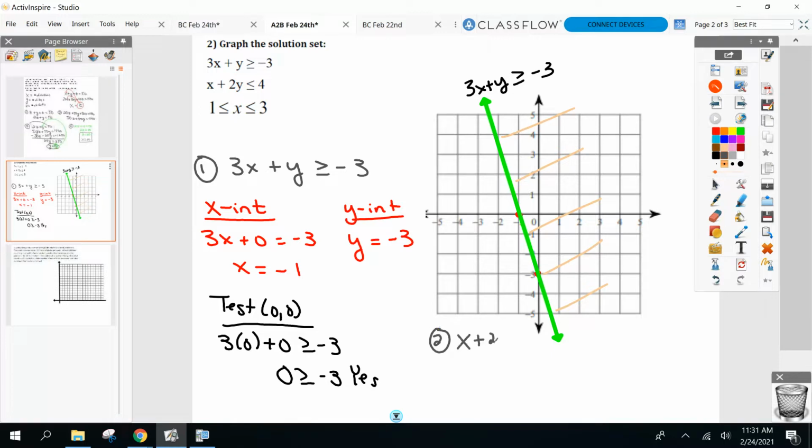X plus 2Y less than or equal to 4. Find your intercepts. I'm going to ask somebody just X and Y. What do you got? Plug in 0 for the opposite variable. What's the other one equal to? Come on, guys. You got it.